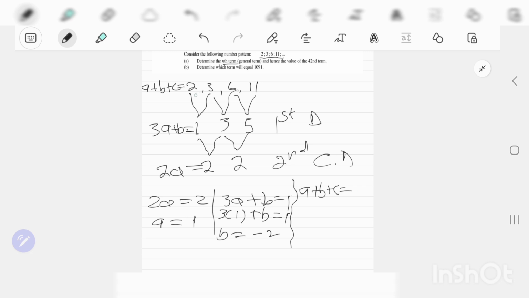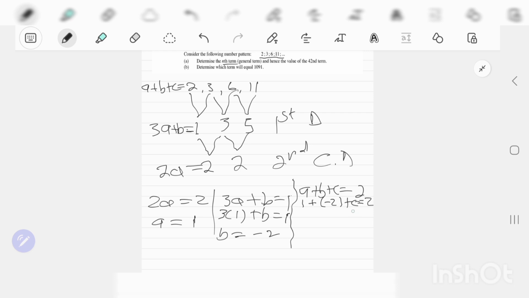Remember, the sequence here goes 2, 3, 6, and 11. So it's going to be my first term, which is 2 in this case. And then remember, I've got the value of A, it's 1. I've got the value of B, it's negative 2. And then plus C is equal to 2. So can you see that, people?